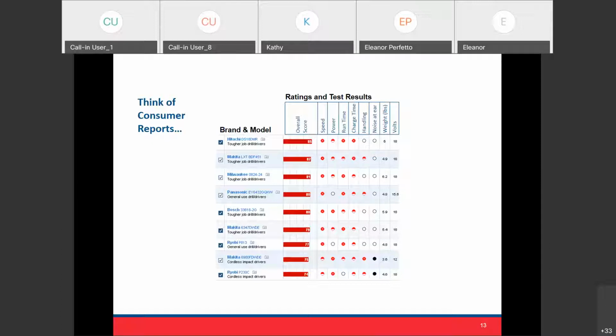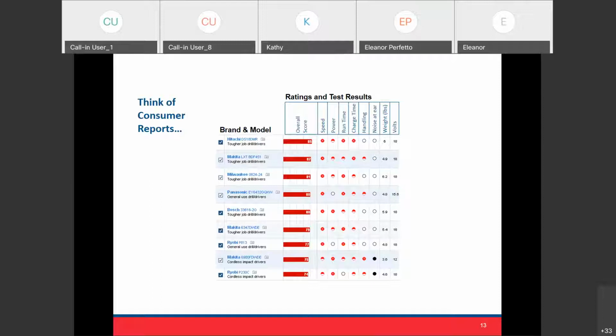Here you see listings for electric drills. If you want to buy a new electric drill, maybe you're more interested in the speed and power of the drill, or maybe you have to use it a lot on batteries, so you're more interested in how much runtime you're going to get from that drill on the battery and how long it will take to recharge. Whatever your priority is for choosing a drill, you're going to be able to look at this evaluation part that Consumer Reports provides and figure out what you need.